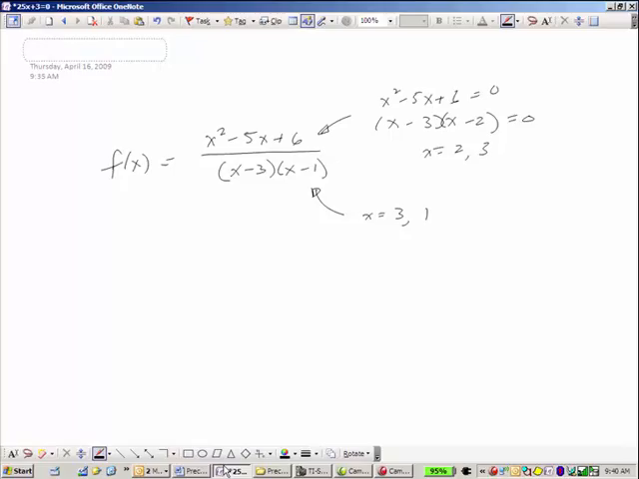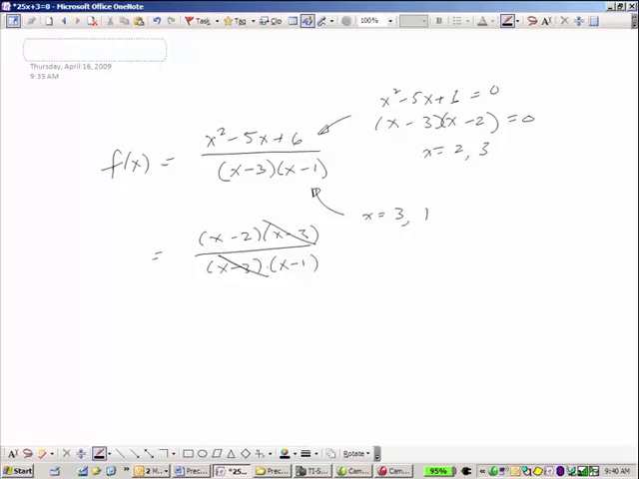No. Okay, so what ends up happening is in the top you get x minus 2, x minus 3. In the bottom you get x minus 3, x minus 1. What happens to the x minus 3s? They cancel, and because they cancel, it creates not a vertical asymptote, but we call it a hole, or a removable discontinuity.